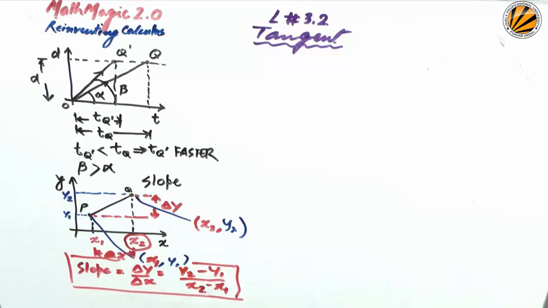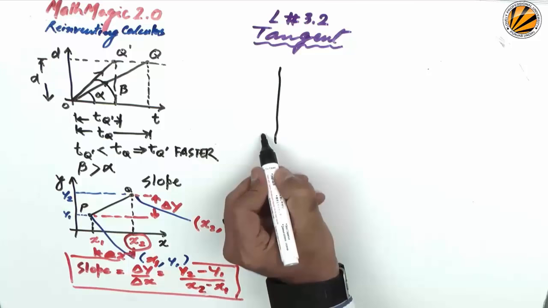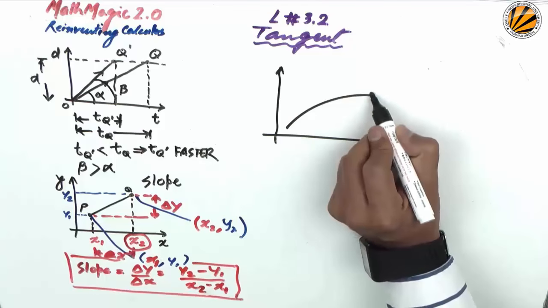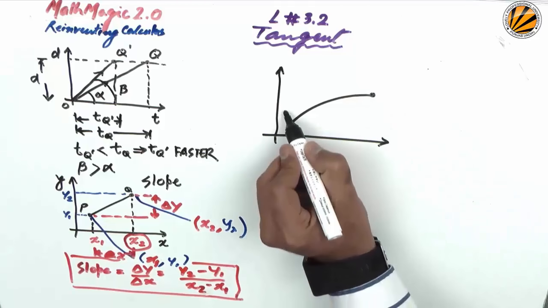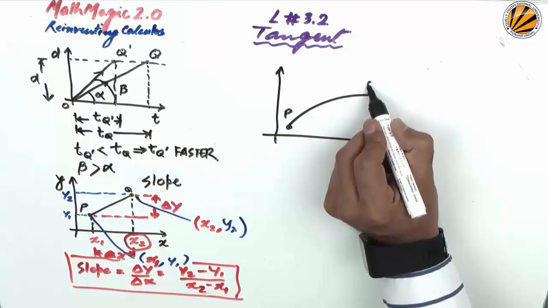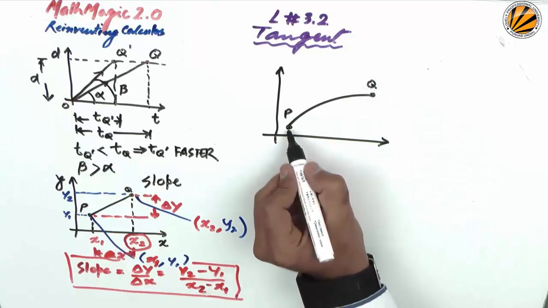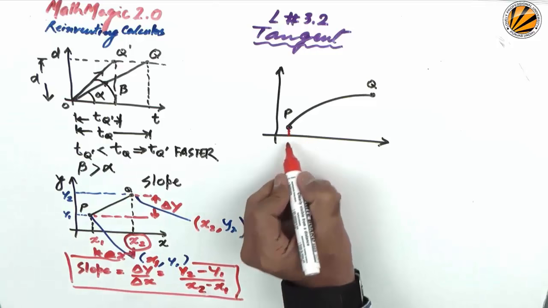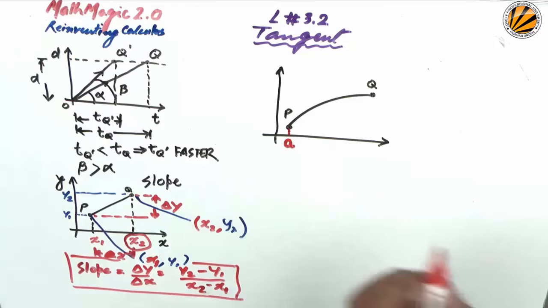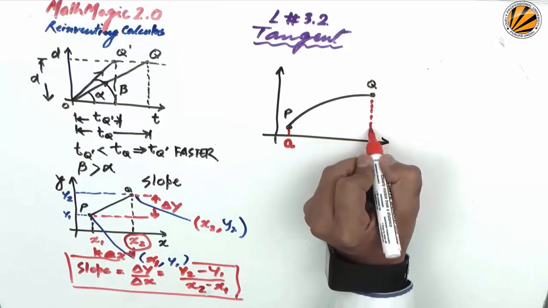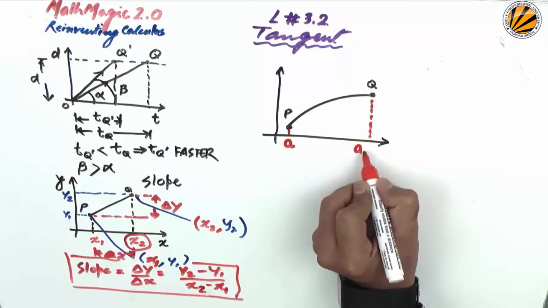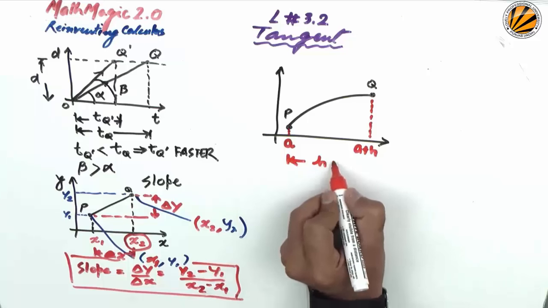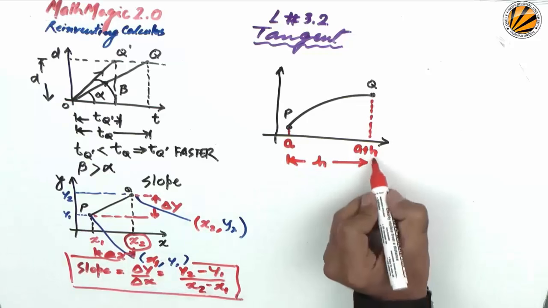Now let us look at a scenario where there is a function which is varying between P and Q. Again, this would be the starting point P, and this would be the ending point Q. The P out here would have the input, maybe say A, and at Q, let the input be A plus H. Now this interval is nothing but depicted by H out here.